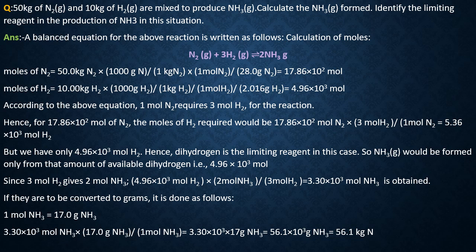Remember, to understand the limiting reagent, we have to write the equation in balanced form, so that we will understand how many moles of reactants are required and, accordingly, how many moles of products are formed. The balanced chemical equation for the formation of ammonia is N2 plus 3H2 gives 2NH3. That is, 1 mole of nitrogen reacts with 3 moles of hydrogen to give 2 moles of ammonia.